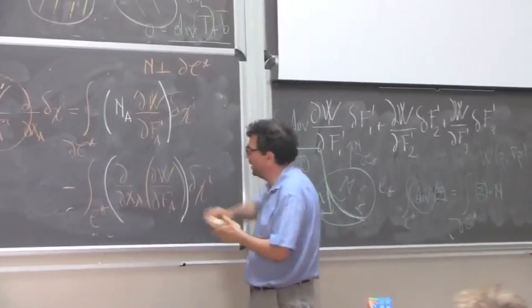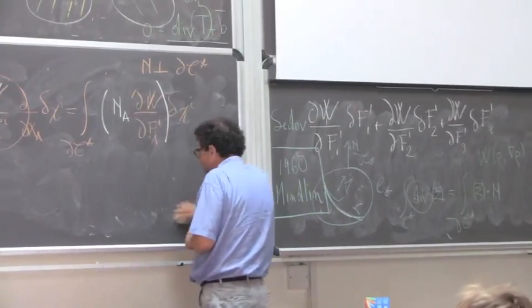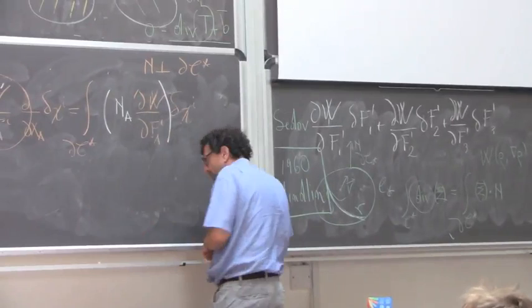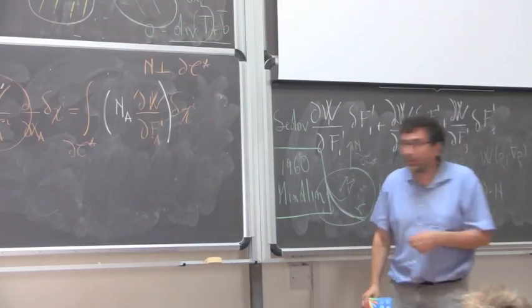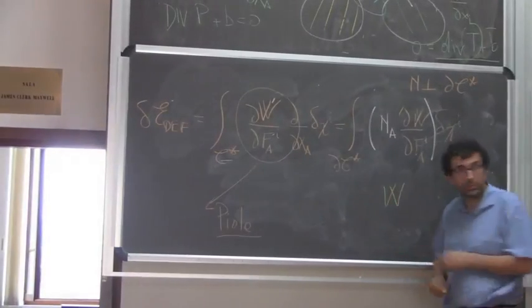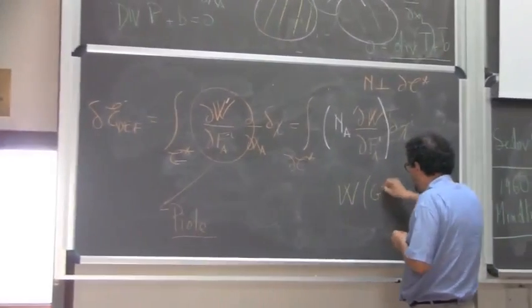Then we have another comment. This maybe I can give you as an exercise, so you can try to practice tensor calculus. We said that W is a function of G, because G is the deformation.